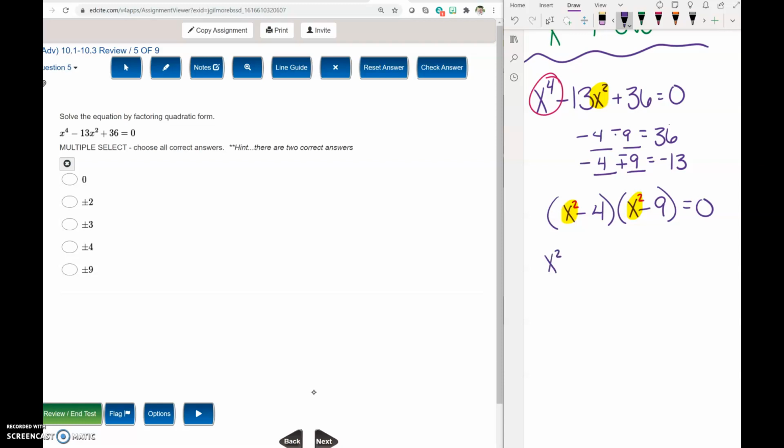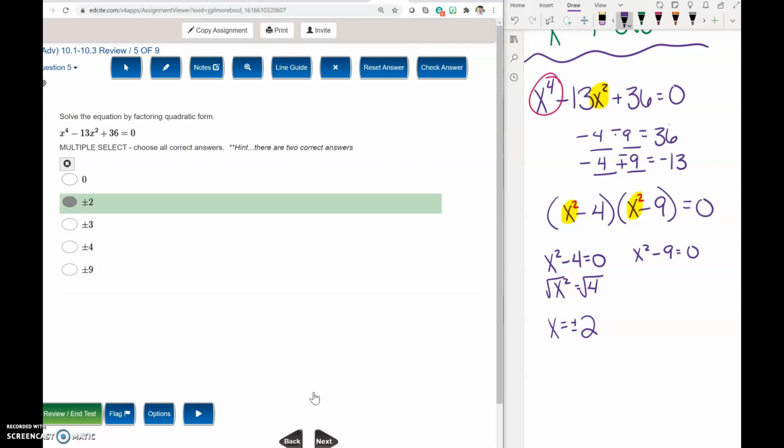Now we have 2 equations to solve. x squared minus 4 equals 0, and x squared minus 9 equals 0. Add 4 to both sides and square root. Don't forget, though, you put the square root in, so you have to put a plus or minus in there. That should be pretty obvious with your answer choices, but plus and minus 2 is one of your answers. Add 9 to both sides, square root, x equals positive or negative 3.